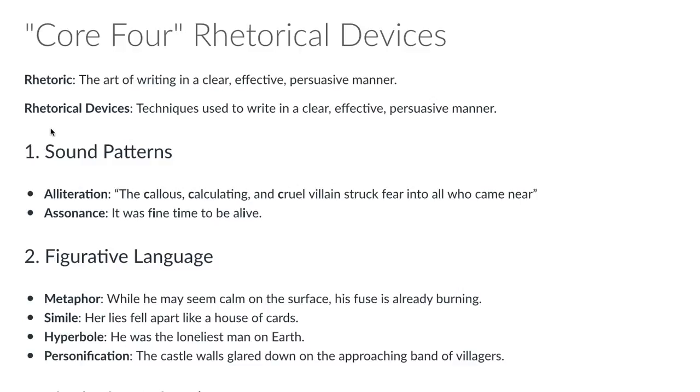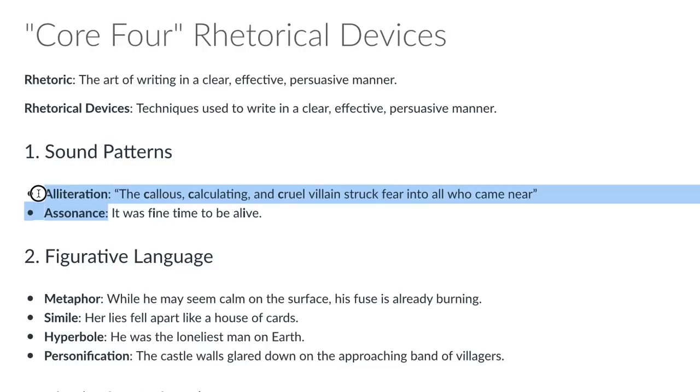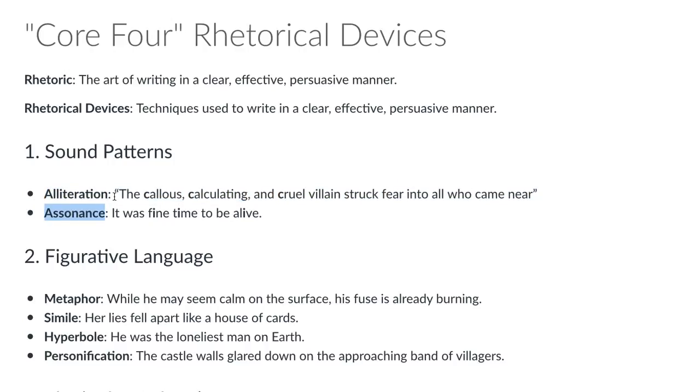We're going to start with the first rhetorical device of the four that I'm bringing to your attention today. The first is sound patterns, which usually people think of with poetry. Alliteration and assonance, repeated sounds. Alliteration is repeated consonant sounds. The callous, calculating, and cruel villain. Peter Piper picked a peck of pickled peppers. Sally sold seashells by the seashore. Like this repeated sound of letters. Okay? That's what alliteration is.